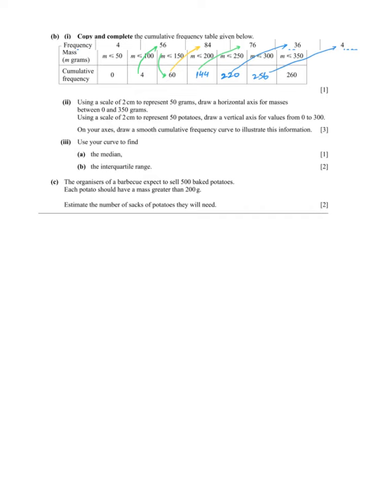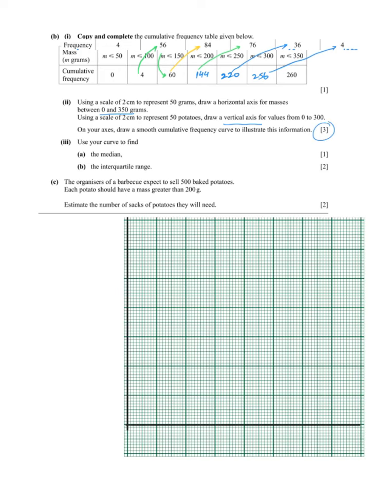After that, it says using a scale of 2 cm to represent 50 grams, draw a horizontal axis for masses between 0 and 350, and you need to plot the cumulative frequency on the vertical axis. This part carries a weightage of 3 marks. Now I have constructed the axis here. It says on the x-axis 2 cm represents 50, so it will be 50, 100, 150, and so on. Similarly on the y-axis, again 2 cm represents 50, so it will be 50, 100, and so on. I have marked cumulative frequency on the y-axis and masses on the x-axis, and this is the completion of my axis.